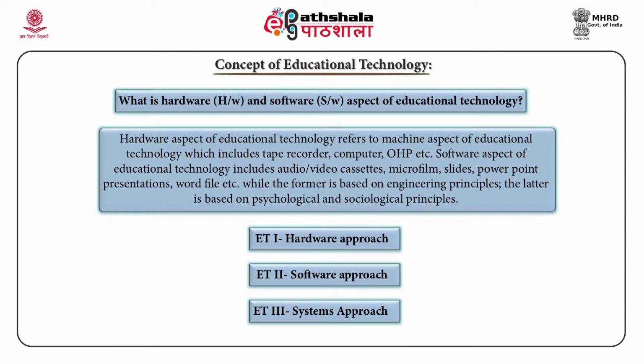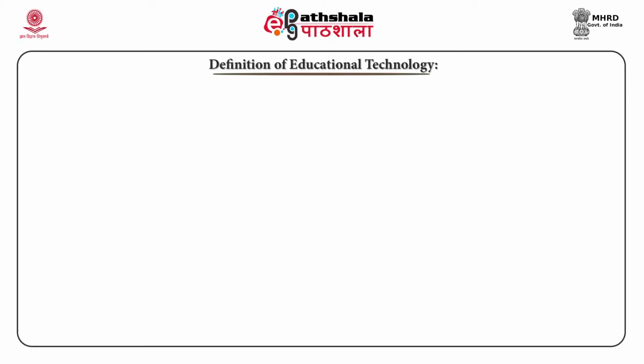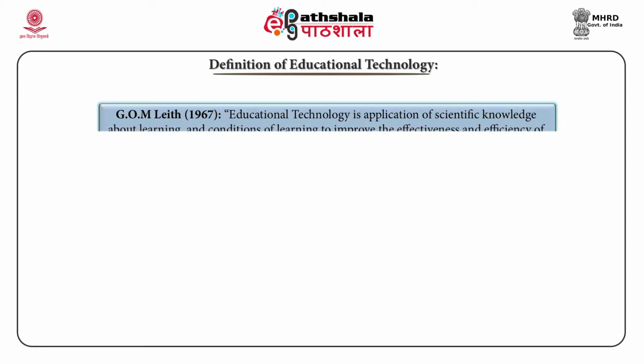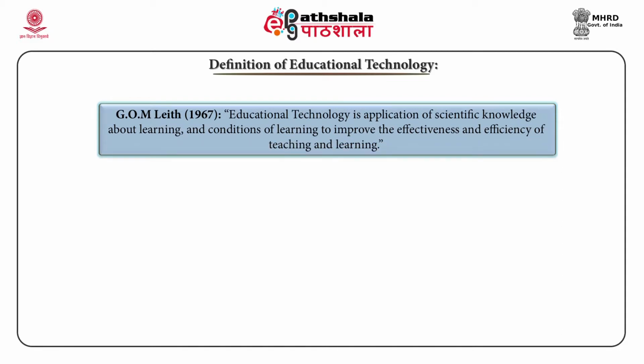Cybernetics has been defined as the comparative study of the human or biological control mechanism and electromechanical control systems such as computers. Definition of educational technology. G. M. Leith in 1967 says, educational technology is the application of scientific knowledge about learning and conditions of learning to improve the effectiveness and efficiency of teaching and learning.